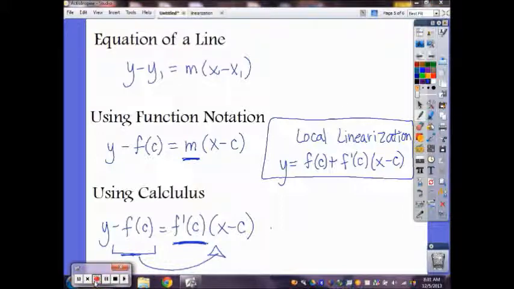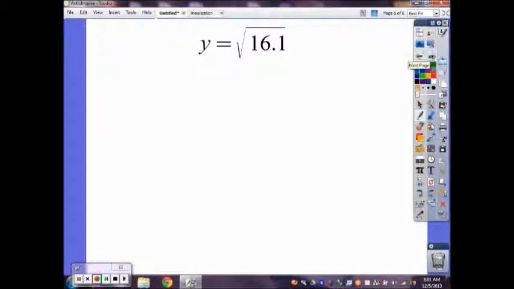Alright, so this is all well and good, but how do we apply it to our original situation where we had y equals the square root of 16.1? Well, you choose an x value that's easy to evaluate. So obviously our x value is going to be 16. So we're going to use the c value of 16. It's a value that's close to the one that they've given me. And when I zoom in really close, that tangent line will be close enough at c equals 16 to get a good estimate.